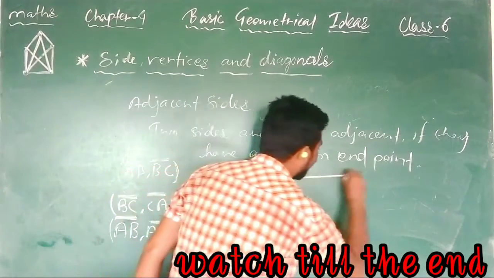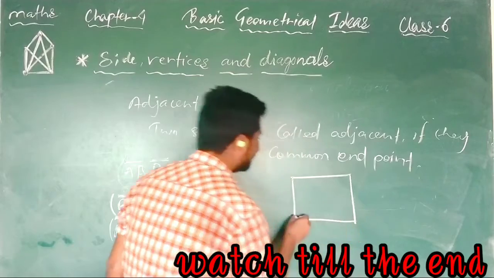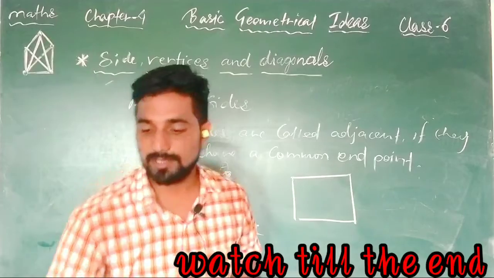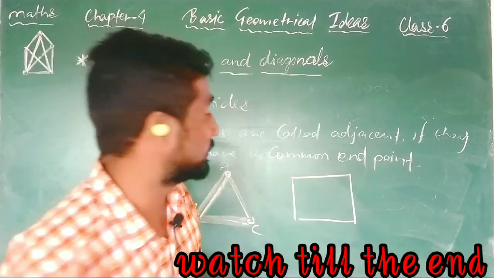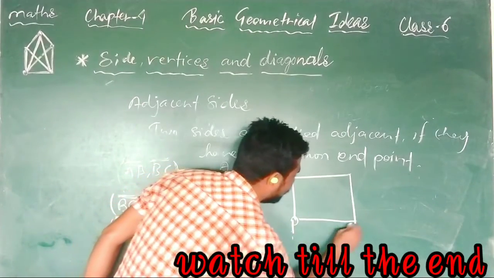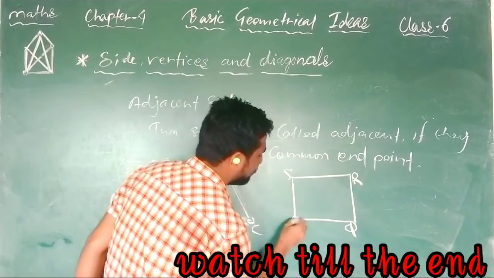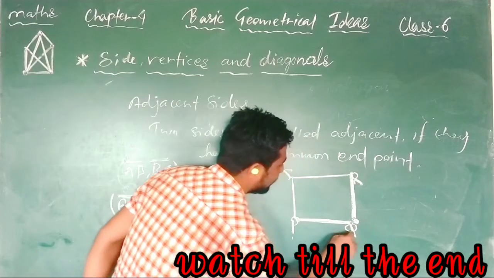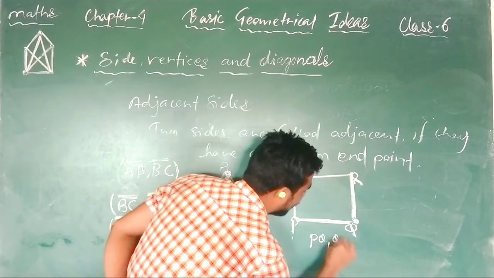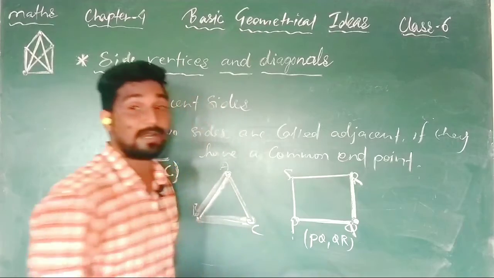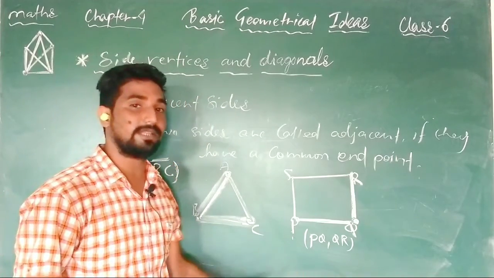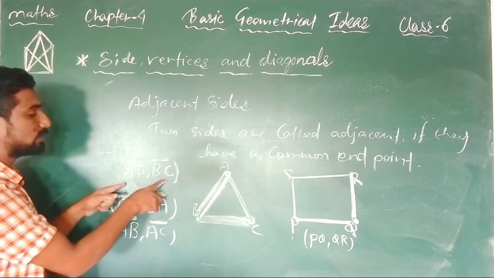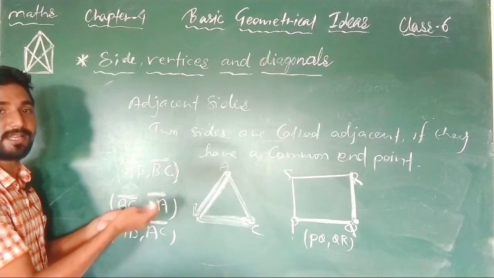If you talk about adjacent sides in a quadrilateral, you see in a triangle there will be 3 pairs of adjacent sides, but in a quadrilateral there will be 4 pairs of adjacent sides. How? You see, if this is PQRS, I will start from P. This is PQ and this is QR, both having a common end point Q. So PQ and QR I will write as the first pair. Writing is very important, how to write them. This is the correct representation when you write, because two sides will be there, and only then will it be said they are adjacent to each other.